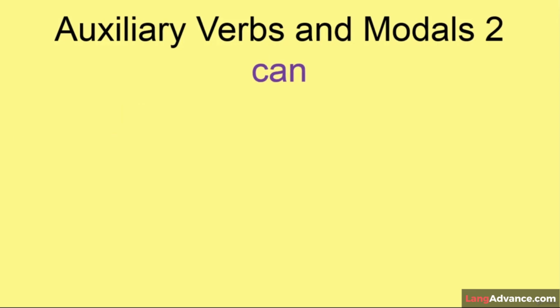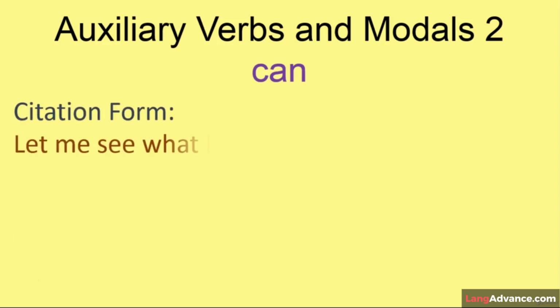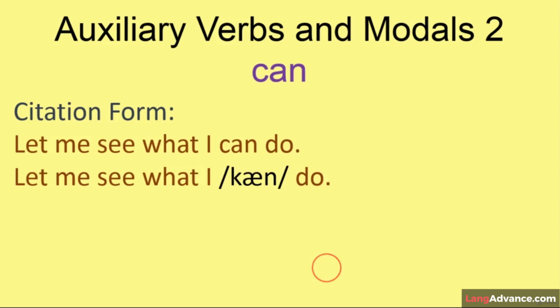Okay, let's look at the word can. We have the sentence, let me see what I can do. Okay, repeat. Let me see what I can do. In citation form, in IPA, can is spelled like this. We have the letter K, this symbol, A, and then the letter N. Can. Let me see what I can do.